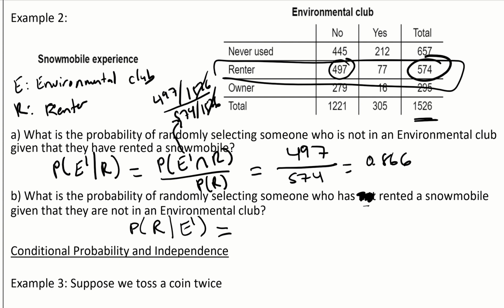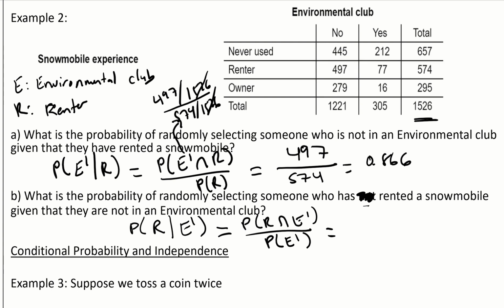So in this case, we want the probability that they rented and they were not in a club divided by the probability that they are not in a club. And again, we're just using a two-way table for this. So they rented. So we're just looking at the not environmental clubs, these guys. So these guys, out of these guys, how many also rented? Well, in this case, it's 497.